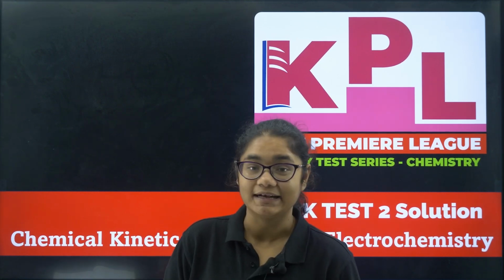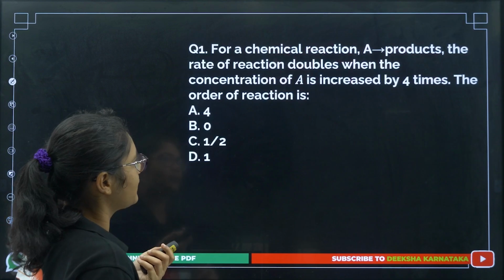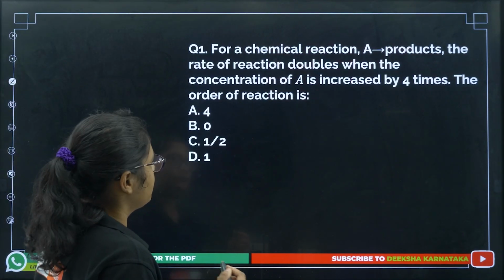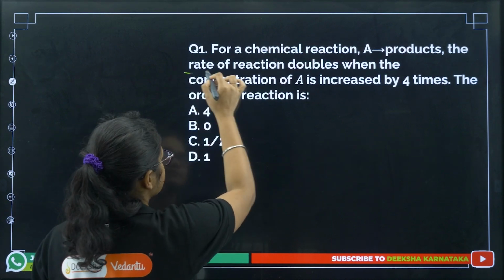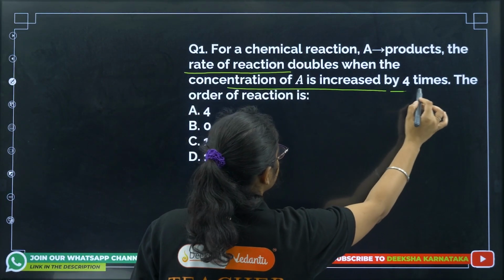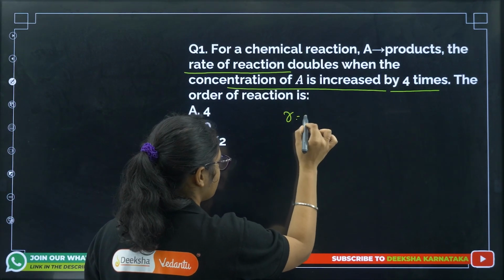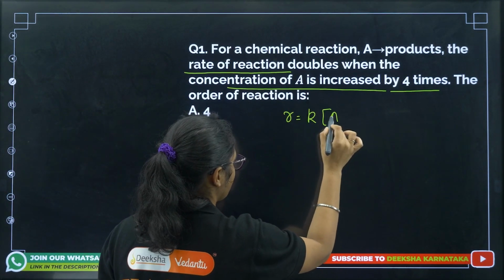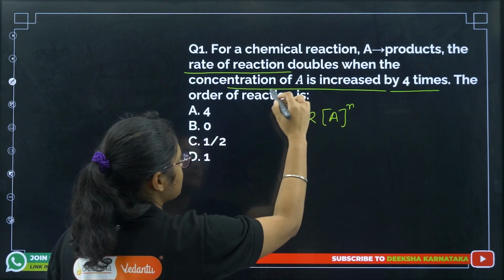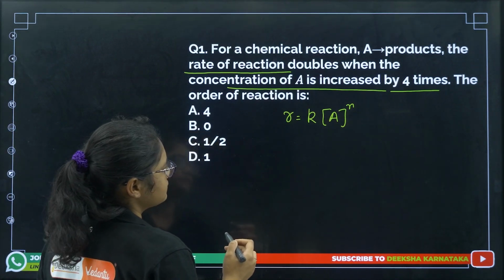So now without any delay, let's get started. The first question is from your chemical kinetics. For a chemical reaction A to products, the rate of the reaction doubles when the concentration of A is increased by 4 times. So first we'll write the general formula, R is equal to K into A to the power of n.